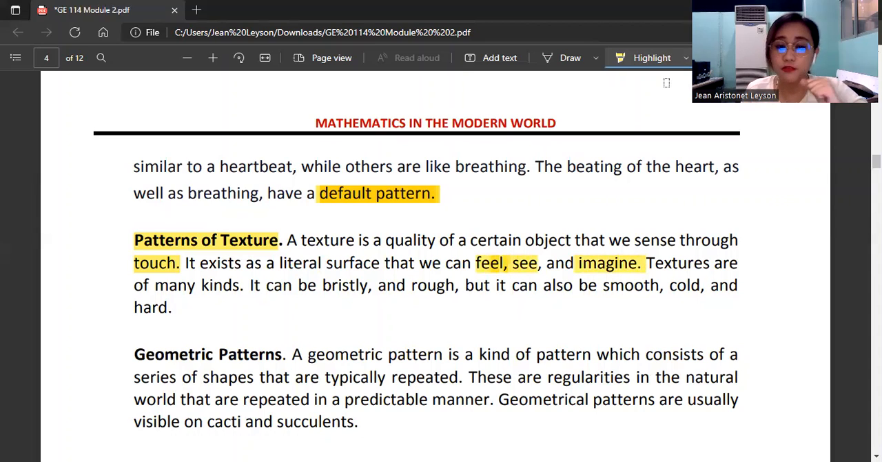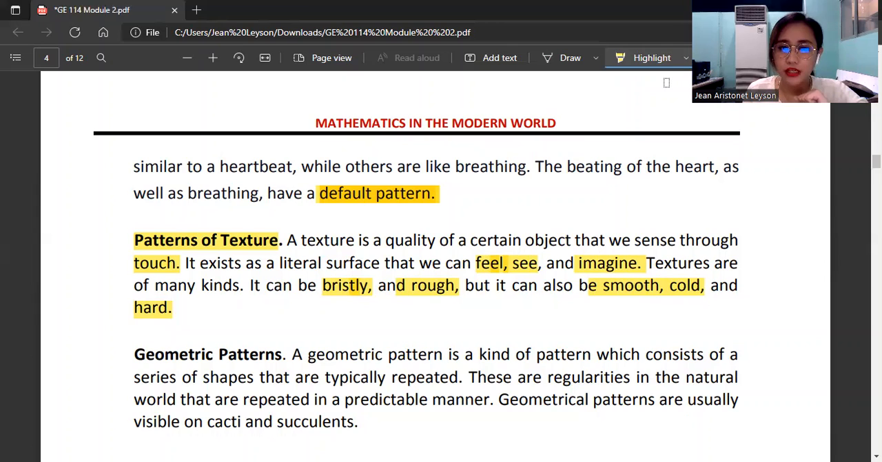So textures are of many kinds. It can be bristly and rough. It can also be smooth, cold, and hard, depending on the object that we are sensing or touching.